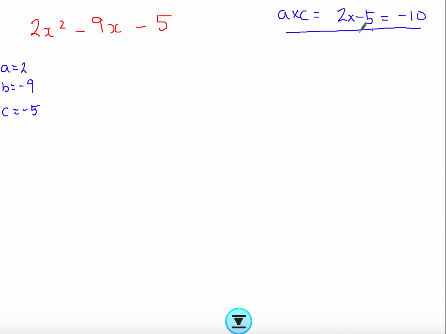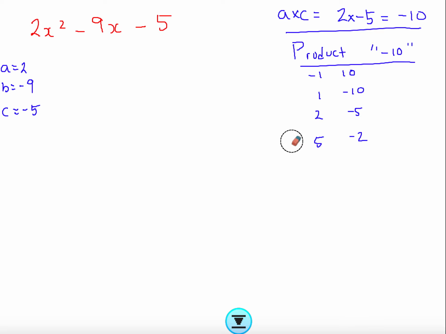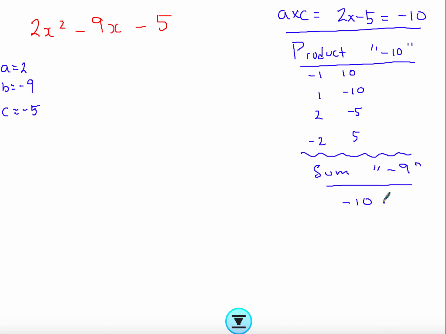And then we look at the product of negative 10. And this would be 1, negative 10, negative 1 and 10, 2 and negative 5, negative 2 and 5. I just contradicted myself, this is not in chronological order. And that's it. So from these, I'm going to look at the sum that will give me the negative 9. And in this case, we have negative 10 and 1. That will give me the negative 9.